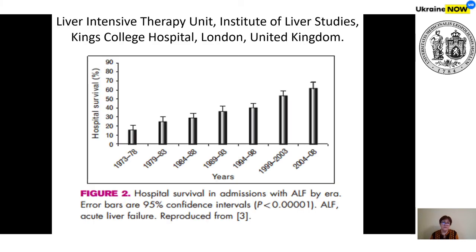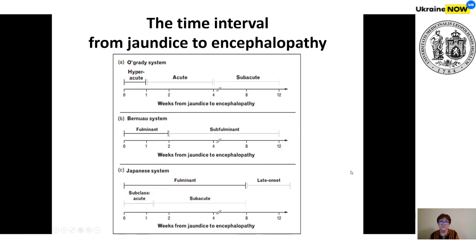The survival rate of patients with acute liver failure has increased significantly since the 1970s. It's data from King's College Hospital of London. If the survival rate in the 1970s was about 15%, today it has reached about 60-70%. It may be due to hepatic transplantation.